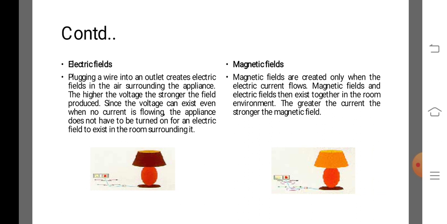Next we have to look at the diagrammatical representation of electric field and magnetic field. An electric field is created by electric charge, like plugging a wire into an outlet, but a magnetic field is created only when the electric current flows. Those two concepts are the main difference between electric field and magnetic field.